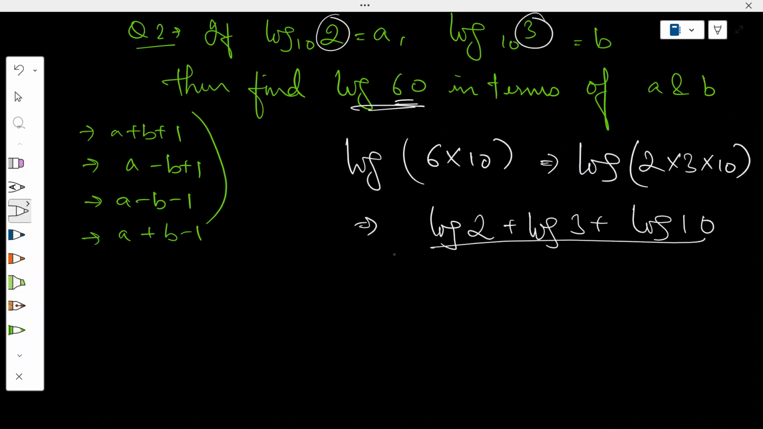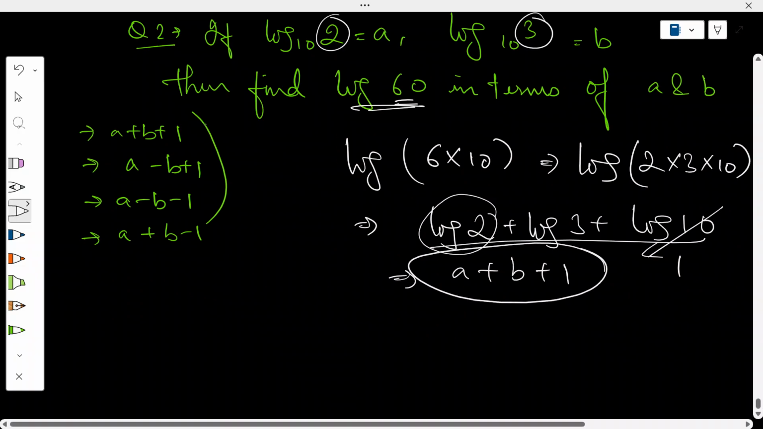So we basically have used a formula that log a plus log b is log a into b. Log 10 at the base of 10 is 1, and this we have the value already given as a, and this is b. So our answer would be a plus b plus 1, which is option number a, first option.